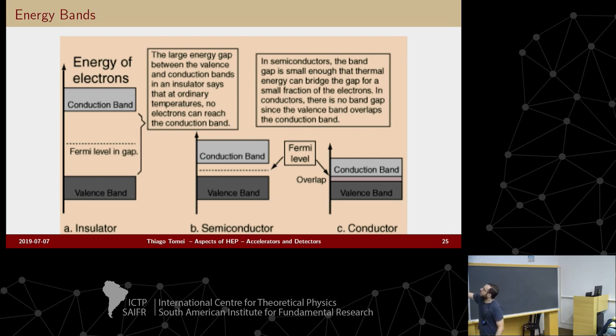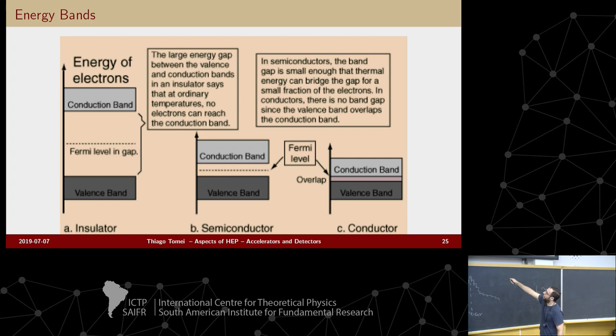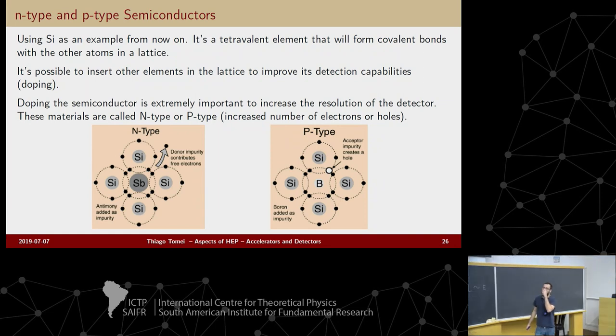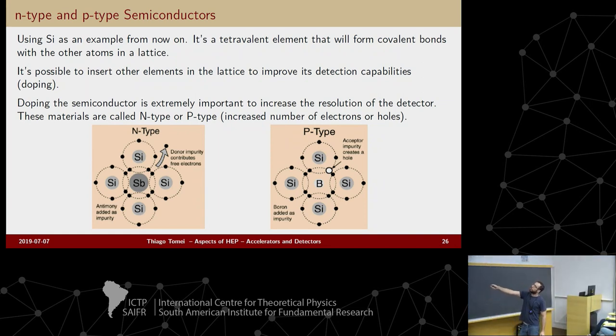So just some thermal fluctuations may make electrons jump from one band to the other. But you can help. You can dope the semiconductor. So for instance, silicon. Silicon forms these tetravalent bonds and makes a lattice. But you can dope it by inserting different elements. And what happens when you do this is that either you have missing electrons or extra electrons. And this is what's called p-type or n-type doping. This thing creates an extra electron, while this thing creates a hole.